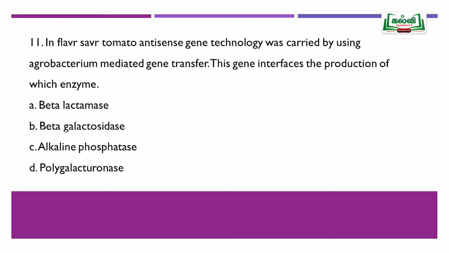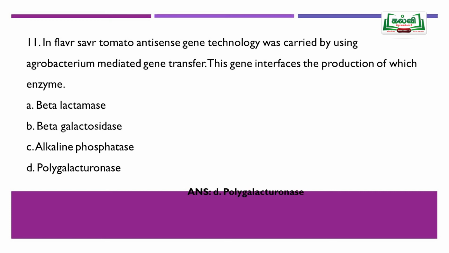Okay. And which gene do we have to go for silencing here? We have to introduce antisense technology, especially the anti-PG gene. That anti-PG gene doesn't allow production of the polygalacturonase enzyme. So, from these options, polygalacturonase is the correct answer.